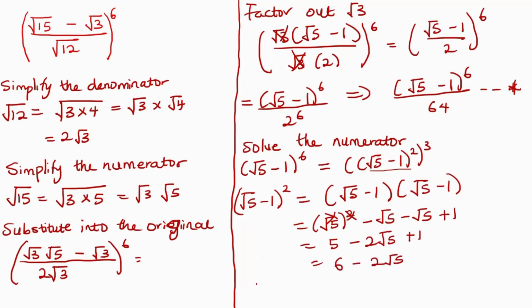So from this, now putting this back into this expression, we have 6 minus 2 root 5 all raised to the power of 3. So we have this right here. So the next thing we want to do right now is to expand, making use of the binomial theorem. So we want to expand 6 minus 2 root 5 all cubed using the binomial theorem.